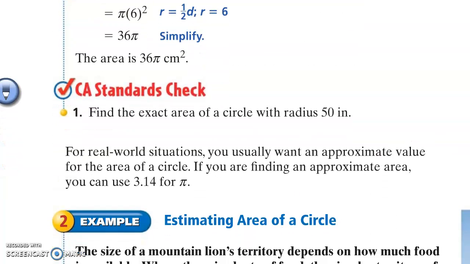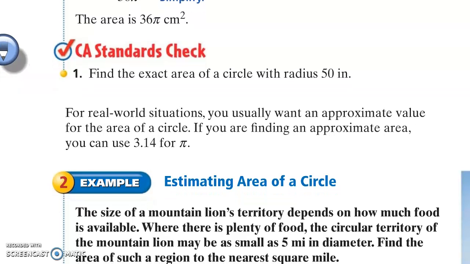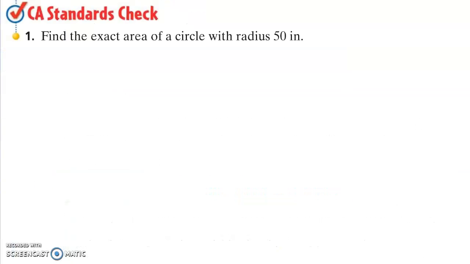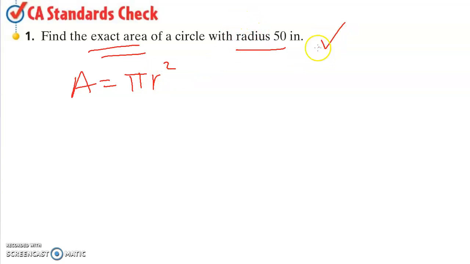All right, let's go ahead and look at California Standards Check number 1. It says find the exact area of a circle with a radius of 50 inches. So our formula, we're just going to write it down, and something I encourage you guys to do whenever you're solving problems like this is to write the formula down first. That's step number 1. Step number 2, we check to make sure all of our numbers that we can substitute would match. Like in this case, we need the radius, and they give us the radius, so everything checks out.